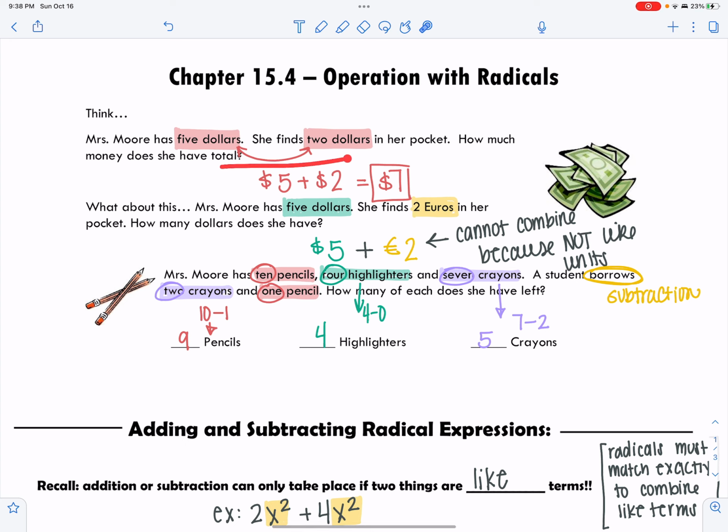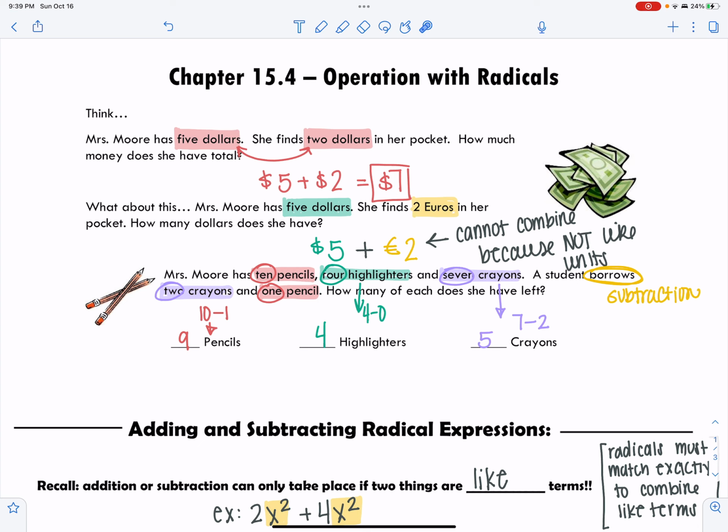In this example, dollars with dollars to give me a total of $7. In example 2, I changed it a little and said that if I had $5 and I found 2 euros, how much money would I have? Well, we wouldn't say 5 plus 2 is $7 because euros I can't combine with dollars. I would have to convert one of those. So I would have to figure out how many euros is equal to $1 and then convert the euros to dollars, and then I would be able to give my total.